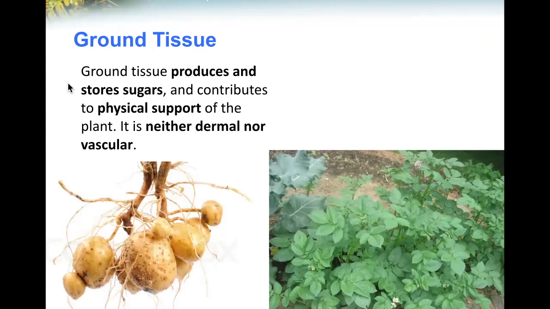Ground tissue produces and stores sugars and contributes to the physical support of plants. It is neither dermal nor vascular. What is a root?